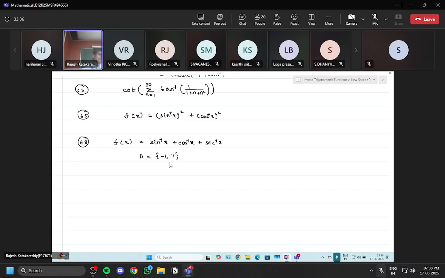How I am saying it, very easy: sine inverse x and cos inverse x are defined only if x is in between -1 to 1. Secant inverse x is defined only if x is greater than or equal to 1 or less than or equal to -1. Clear? Only two values will work here.